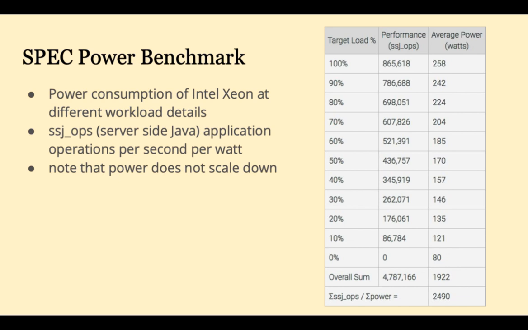The thing to notice here is that the power doesn't scale down linearly. At 100%, we're using 258 watts. At 50%, we're using 170 watts. That's about two-thirds, 66% of the maximum, not half. And even all the way down to 10%, it's using 120 watts, which is 46% of the maximum. Google data centers operate mostly at 10 to 50% load, and it's at 100% load less than 1% of the time. But we see here that it's still going to use a lot of power, even at low loads.